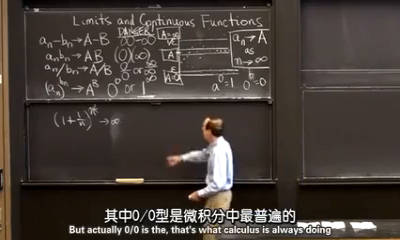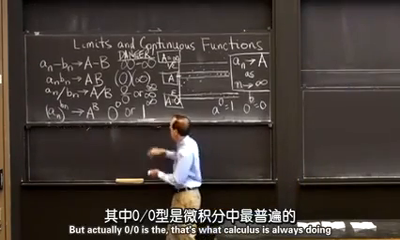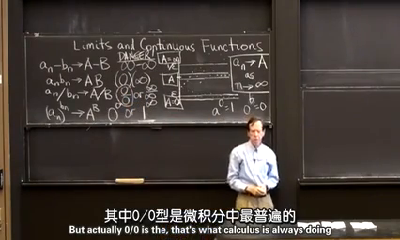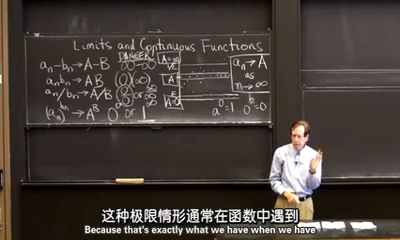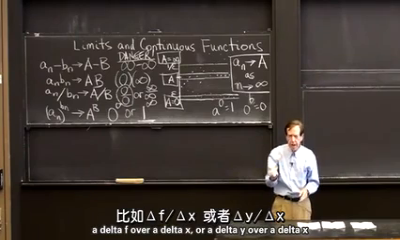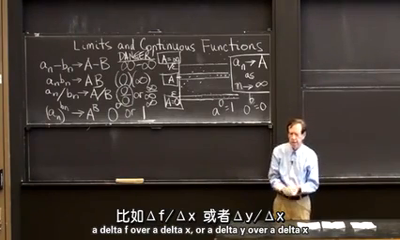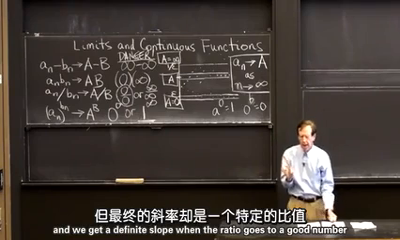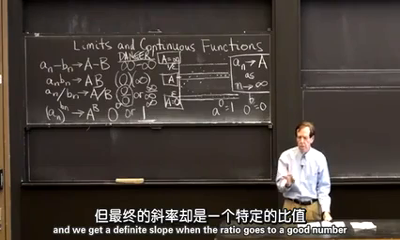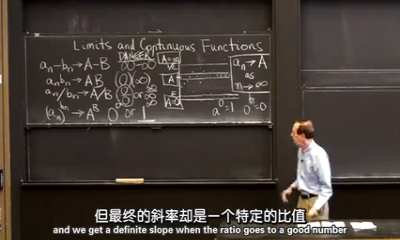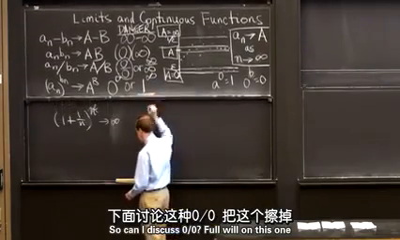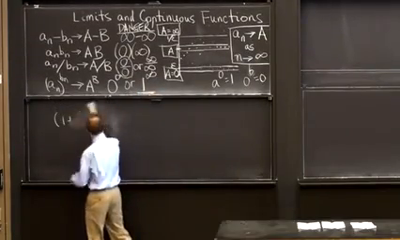Okay, but actually 0 over 0 is what calculus is always doing, right? Because that's exactly what we have when we have a delta f over a delta x, a delta y over a delta x. They're both approaching 0, and we get a definite slope when the ratio goes to a good number. Okay. So can I discuss 0 over 0? All right. Fully on this one.